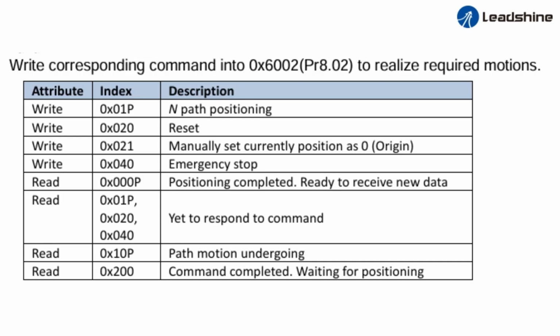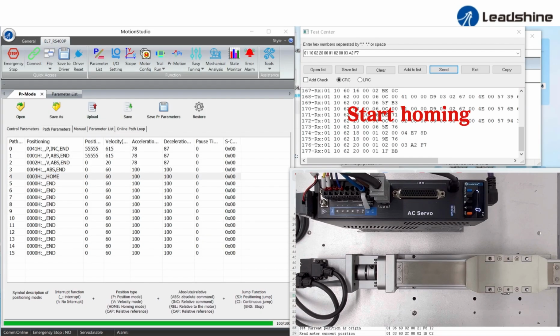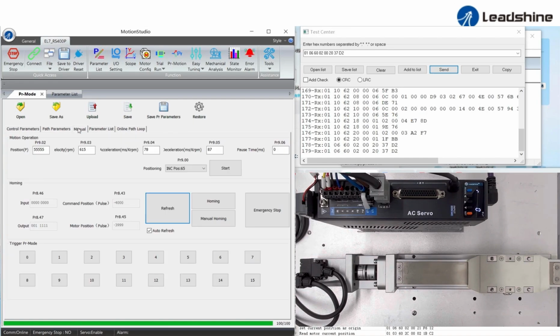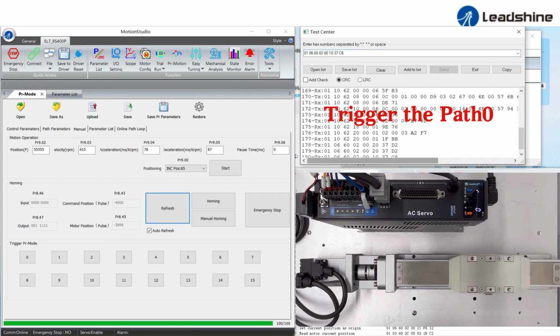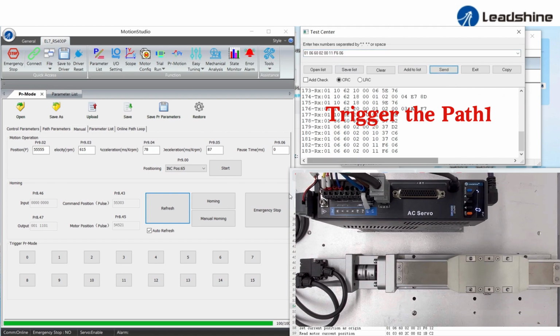The address of control is 0x6002. Writing different values stands for different functions, and the following are the function codes. Writing address 0x6002 with 0x20 to start the homing. Writing address 0x6002 with 0x10 to trigger path 0. Motor runs path 0. Writing address 0x6002 with 0x11 to trigger path 1.